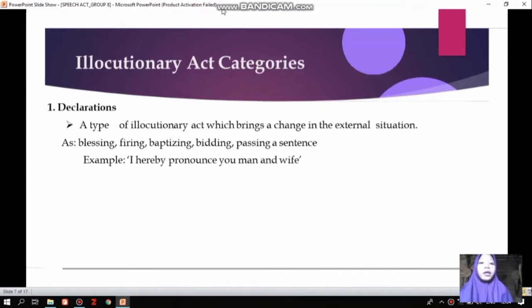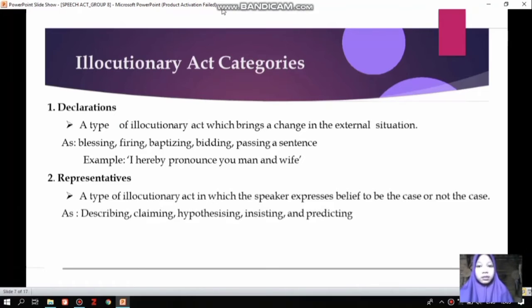"I hereby pronounce you man and wife." So, after the minister or wedding officiant says this, the utterance changes the bride and groom's situation from the status of single into the status of married. And then the second, representatives.